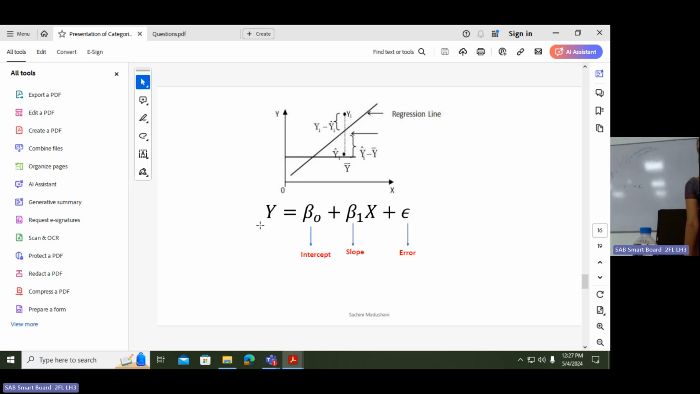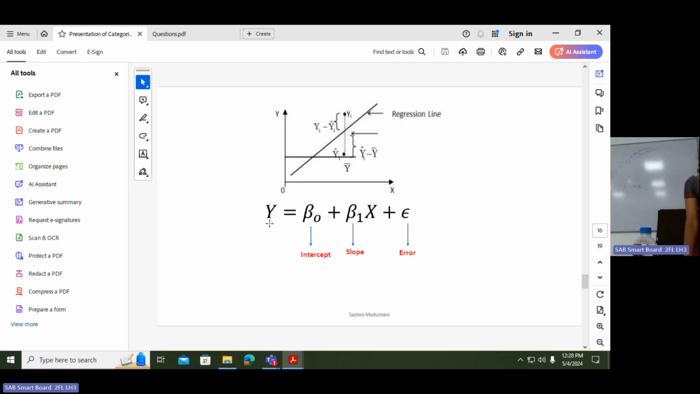Then this is the structural regression model: y equals beta naught plus beta 1 x plus error. Normally when we calculate manually, we ignore the error term. This is the structural equation: y equals beta naught plus beta 1 x plus error. Then manually, when we calculate, we ignore this error. Then what is the equation? Y equals beta naught plus beta 1 x.